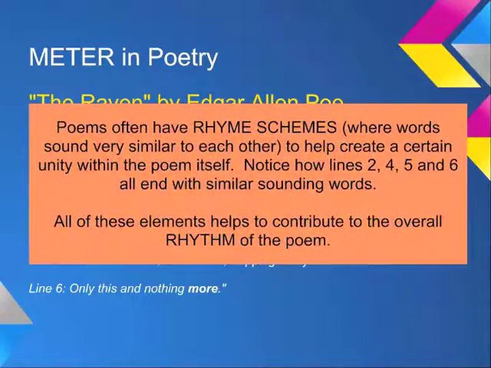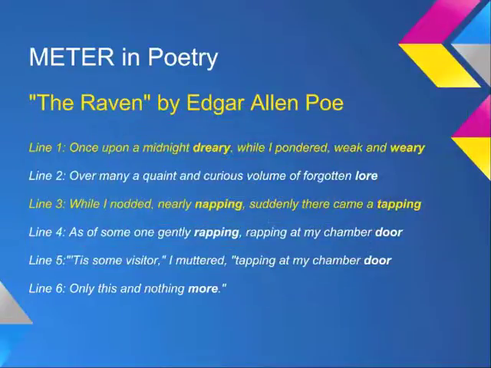We also can recognize that poems have what we call rhyme schemes, where words sound very similar to each other, to help create a certain unity within the poem itself. Notice now how lines 2, 4, 5, and 6 all end with similar sounding words. All of the elements we've discussed here help contribute to the overall rhythm of the poem. Let's take a look now.